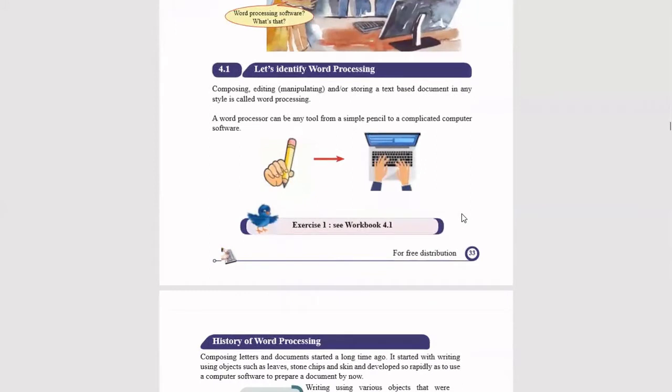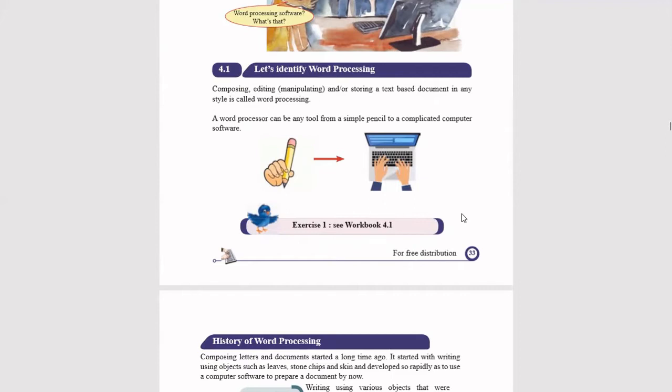So what is word processing? It is composing, editing, and storing a text-based document in any style. In Word documents, you can create documents, edit, manipulate, and store them in a storage device. These are text-based documents, and you can apply different kinds of styles. We will learn MS Word gradually, not much here, but in later grades.